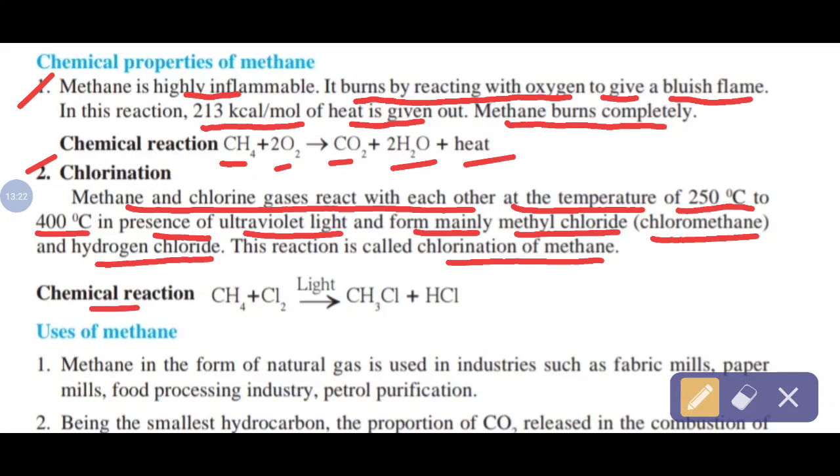So write down the chemical reaction: methane reacts with chlorine. The question is asked this way, related to the chemical reaction. So methane plus chlorine, and they specifically mention UV light, not simply light, on the arrow. One hydrogen is replaced by one chlorine atom. Clear? So CH3Cl plus HCl. It is called chloromethane or methyl chloride, and HCl, hydrogen chloride, is formed. So these are the two chemical properties of methane given here. Next point.